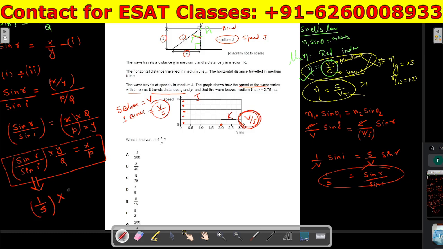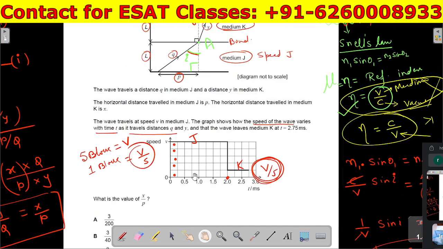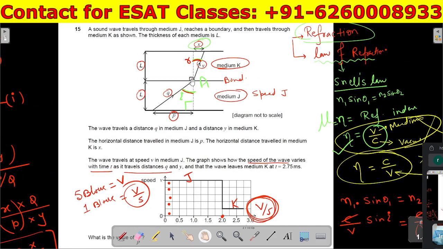Now, I have to find the ratio of Y upon Q. Now, let us see what the Y and what the Q are. Y is what? Okay, Y and Q. This slant line is Q and this is Y. Now, how can we find the ratio of Y upon Q?